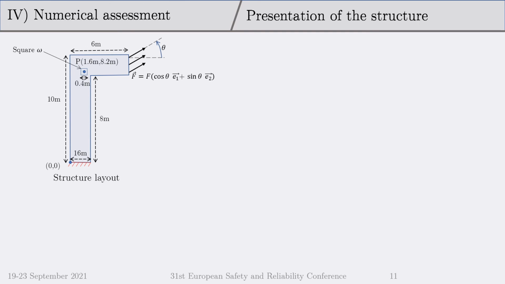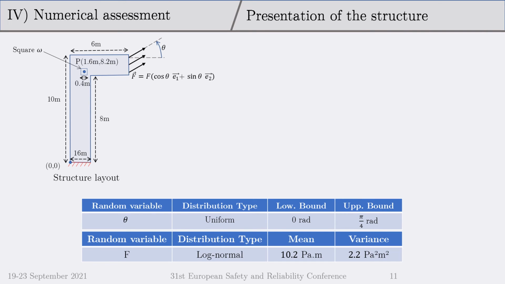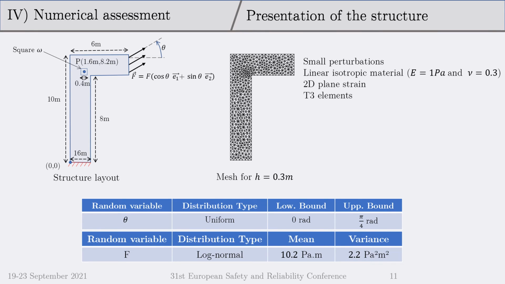So about the numerical assessment test case, we studied a gamma-shaped structure with the random variables being the modulus and the angle of the force applied on the upper right corner of the structure. The parameters of the distribution are given in the two tables here, and the parameters of the hypothesis of the mechanical problem are given here. I've also plotted a mesh at h equals 0.3 meters, and the function g is basically the resistance, that is, a stress minus the mean stress in the square omega that is plotted on the left.